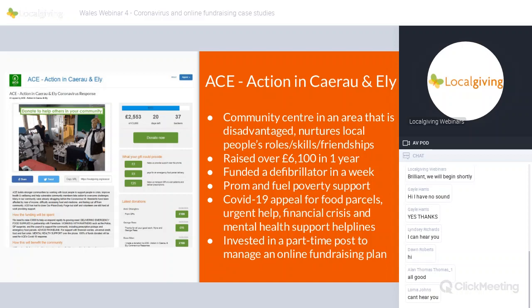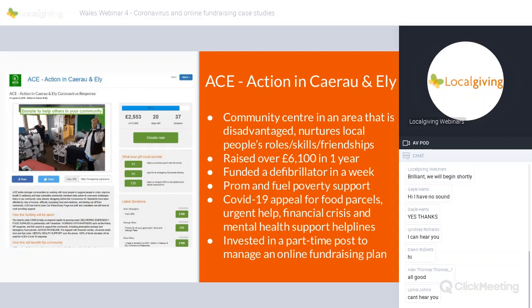They've recently launched and are running a COVID-19 appeal. It's a real community appeal. It's really needed during coronavirus, and they focused on raising money for food parcels locally to provide urgent help, such as collecting prescriptions. And then they're also running multiple helplines. One is a financial crisis helpline, and the other is a mental health support helpline. So they've really looked at what their community needs, and then they've provided that, and they've made sure they're providing it in the best possible way in the current limited situation as well.